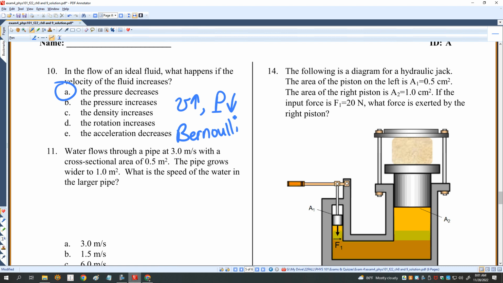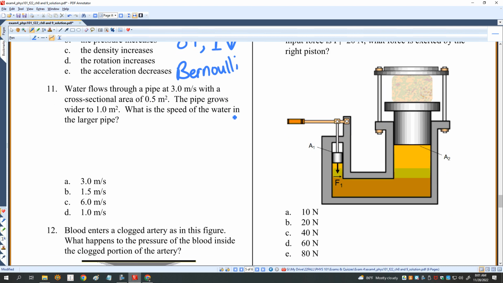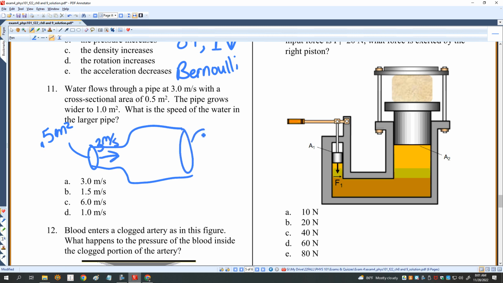Water flows through a pipe at 3 meters per second with cross-sectional area of 0.5 meters squared. The pipe grows wider. All right, so my area here is 0.5 square meters. My velocity is 3 meters per second. Here my area is 1 square meter. You probably know that this is going to go slower, so I can get rid of A and C, and it's going to go slower by a factor of 2.